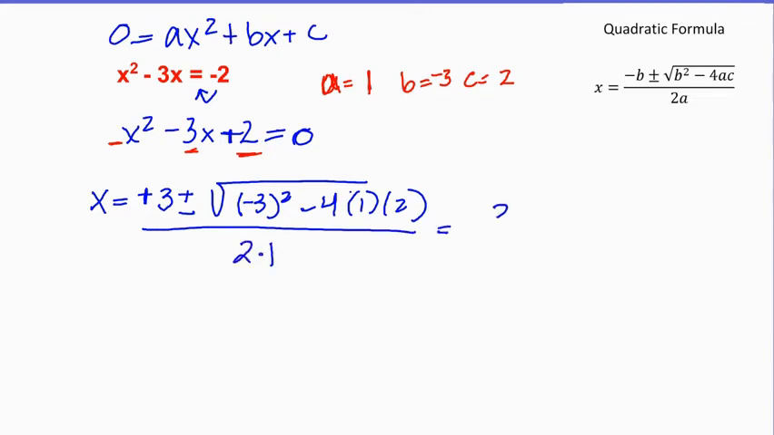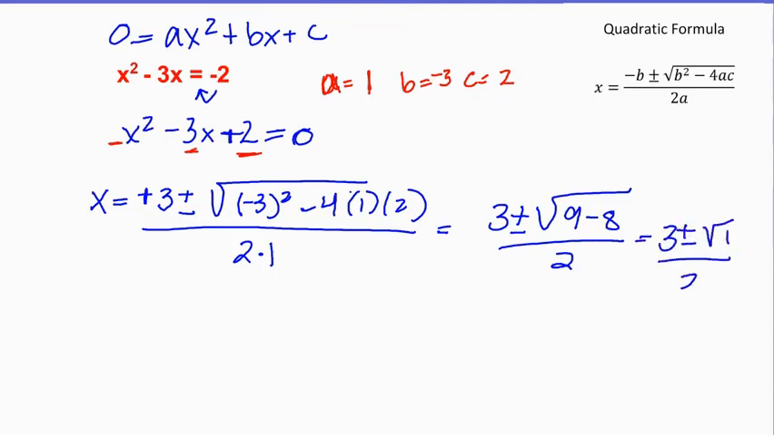So I'm going to go about simplifying. So I have 3 plus or minus the square root of 9 minus 8, over 2. And 9 minus 8 is 1. I noticed this on some of our homeworks. Some of us left it like this. The square root of 1 is 1. It's an actual number.